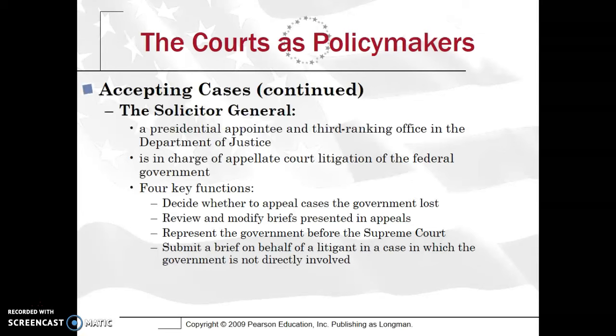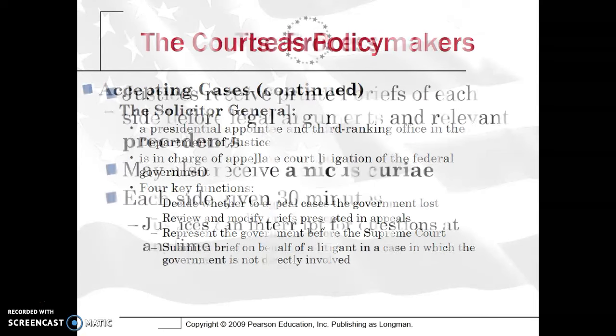Very important, in charge of the appellate court litigation of the federal government and some of the key functions. I don't think you're going to need to know this for the AP Gov exam, but just in case: deciding whether to appeal a case if the government loses, and reviewing briefs presented in the Court of Appeals. Probably the most important function that you should know is representing the government before the Supreme Court, and of course submitting a brief on behalf of a litigant in a case in which the government is not directly involved. And again, that could be an Amicus Curiae brief.